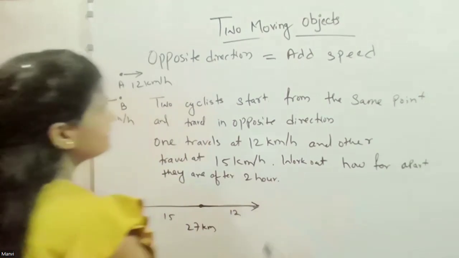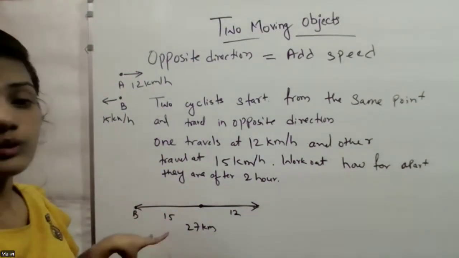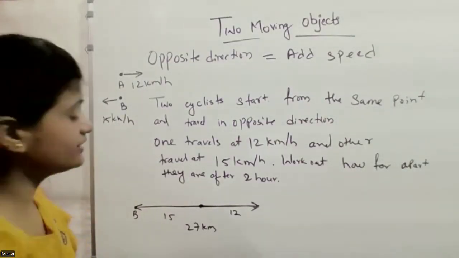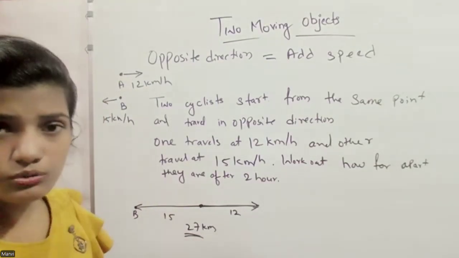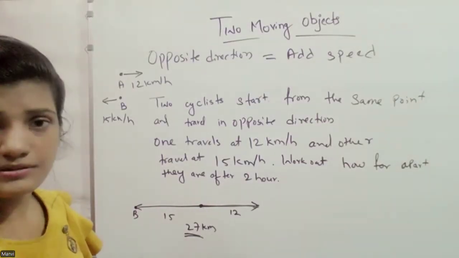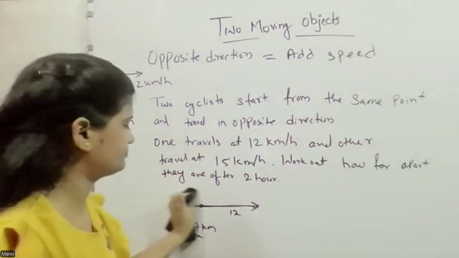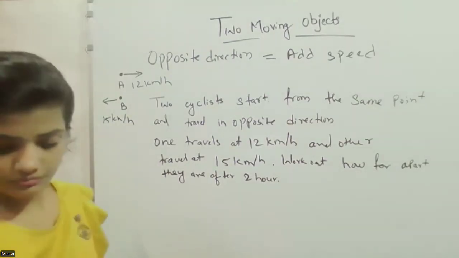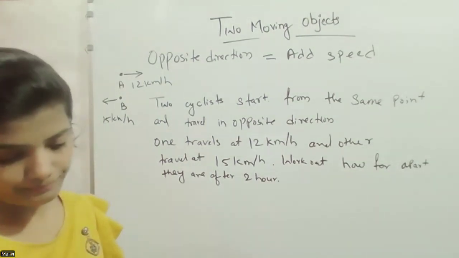That's why we can say that whenever they are traveling in the opposite direction, we need to add the speed. So in 1 hour, the difference is 27. Then in 2 hours, 27 times 2. In 3 hours, 27 times 3, something like this. So tell me, what should be the answer for this question? 54.